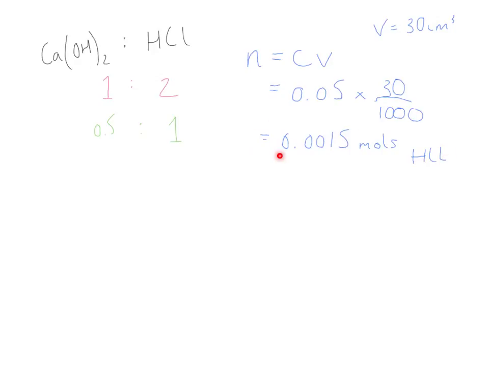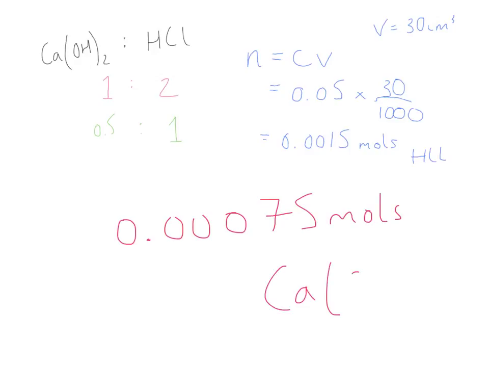So all I do is I take this number and I divide it by 2. So if I do that, I should get the number of moles of calcium hydroxide to be 0.00075 moles of calcium hydroxide. I'm just going to double check that calculation because it's important that we get this right. Yeah, that's all good. So those are the number of moles of calcium hydroxide.